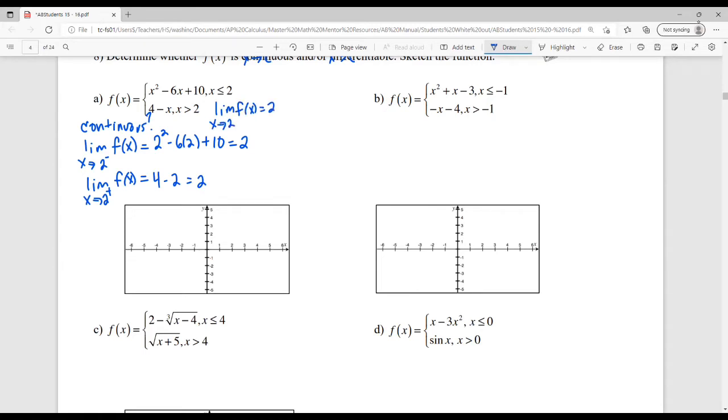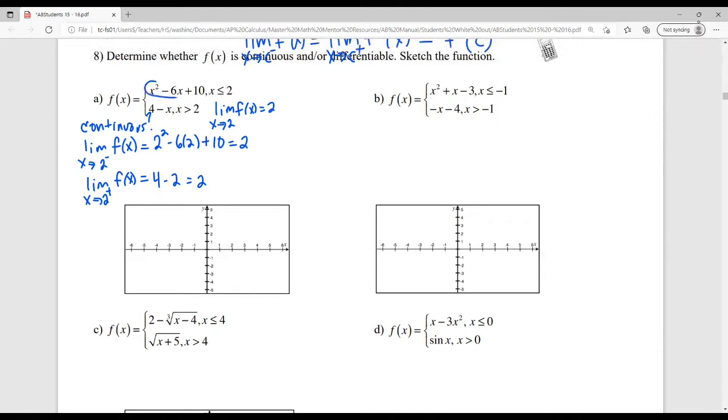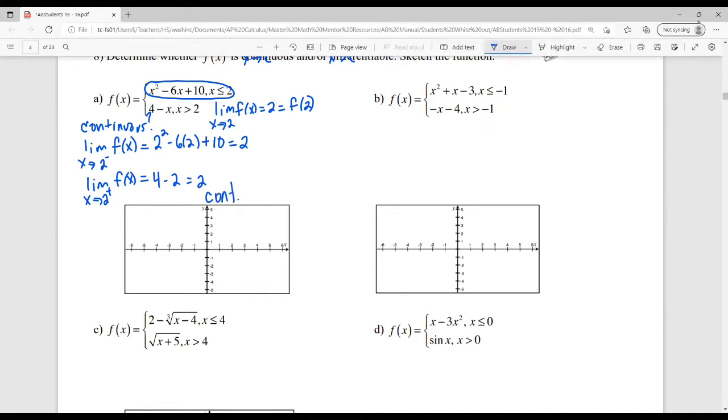And f of 2, if we plug 2 back into this part right here where it says equal to 2, we're going to get 2 also. So that's also equal to f of 2. So here's what we know about part A so far. We know part A is continuous at x equals 2.